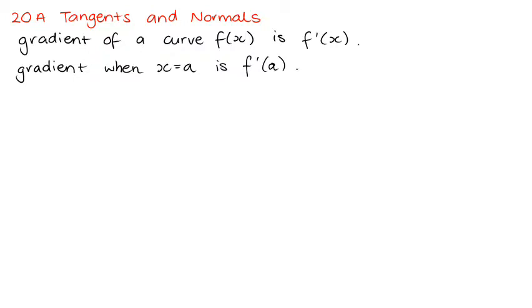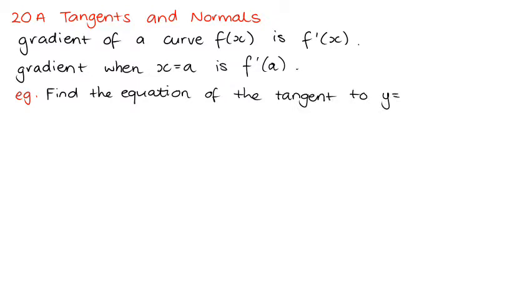All right, once you've got the gradient of the tangent at a certain point along the curve, if you want to find the equation of that tangent line, then all you've got to do is y equals mx plus c. You know your m, that's the gradient, and you just got to figure out c. Okay. So we'll start with an example. Find the equation of the tangent to y equals x cubed plus half x squared at x equals 1.